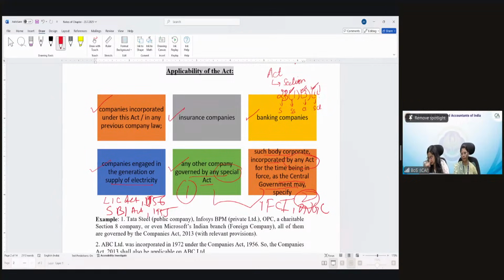So you were asking one more thing. If you see the exact line of the act, it says a company incorporated under this act or under any previous company law. Then number 2, insurance companies, except in so far as the said provisions are inconsistent with the provisions of the Insurance Act 1938 or the Insurance Regulatory and Development Authority Act 1999. Then banking companies, again except in so far as the said provisions are inconsistent with the provisions of the Banking Regulation Act 1949. So that you understand it easily, we have given it in pointers. Okay. I hope it's clear now.